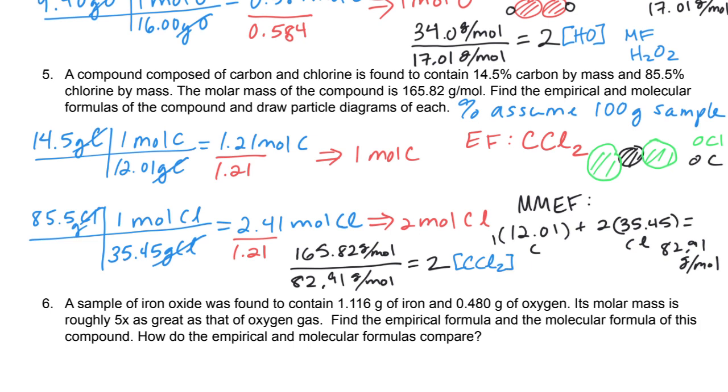Now, it's not always 2. It could be 3 or 4. I know it's been 2 the last 2 problems, but it could be a different whole number, but it will always be a whole number. So our molecular formula is going to be C2Cl4. And again, I'm kind of low on space for drawing, so I'll draw it sort of up here in the empty space. We'll put 2 C's and then 4 Cl's.